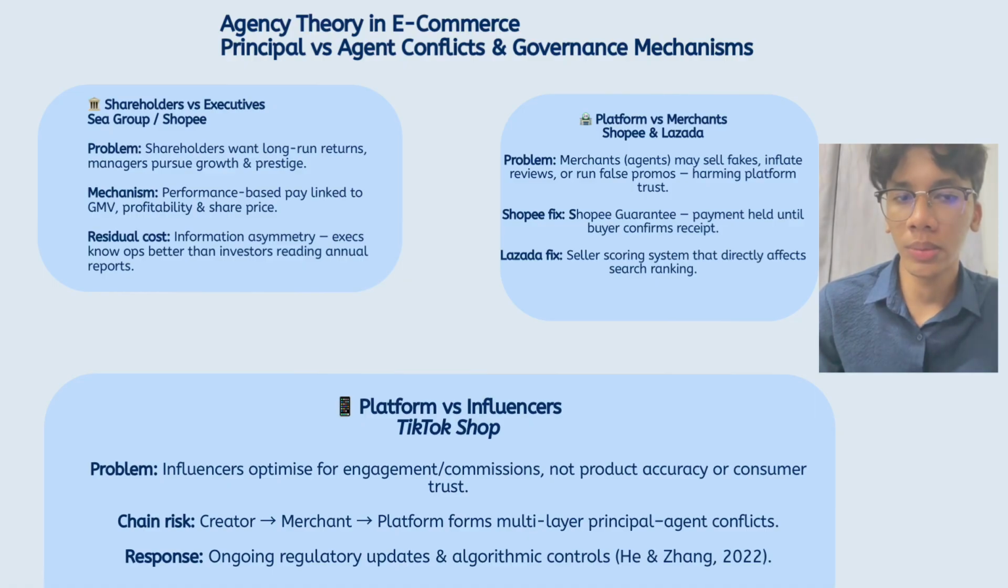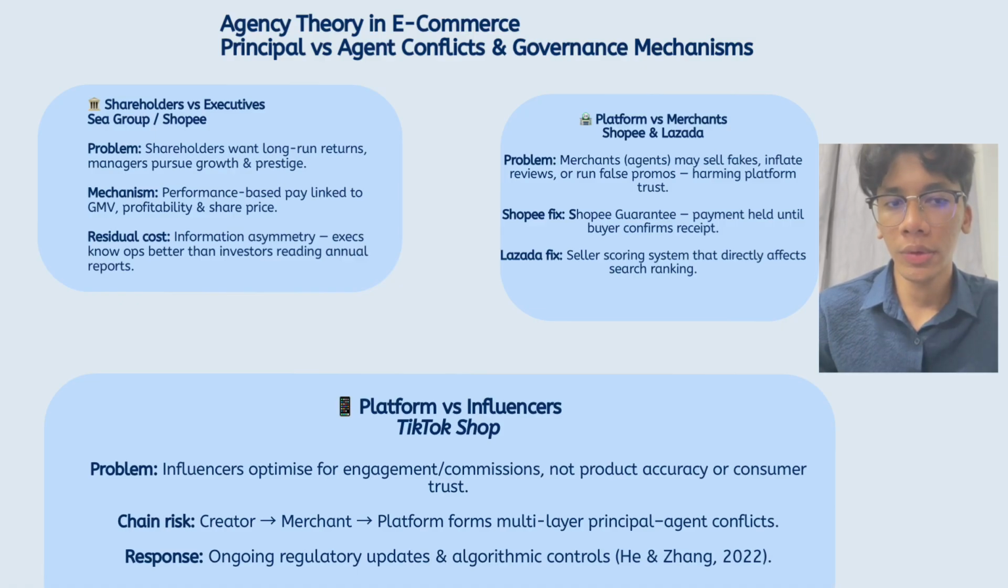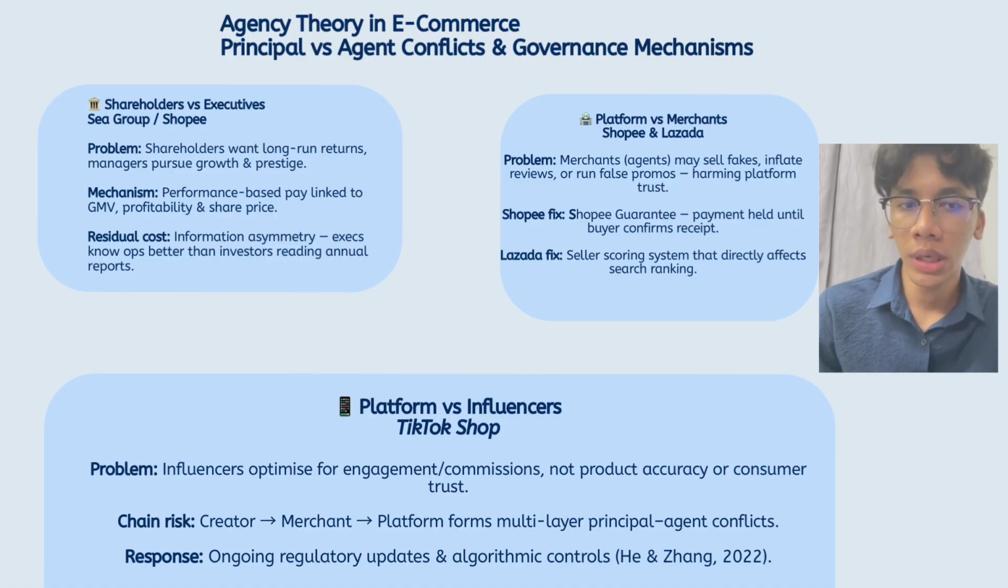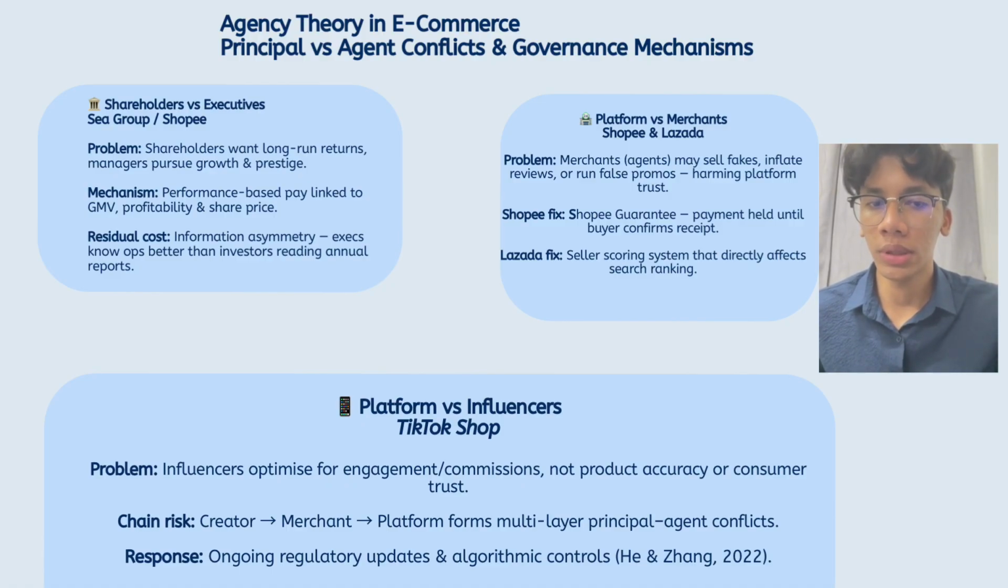Sea Group ties pay to GMV and share price. Between platform and merchants, sellers may fake reviews or sell counterfeit, so Shopee holds payment until the buyer confirms. And Lazada uses seller scoring to control ranking, and in TikTok Shop, influencers optimize for commission over accuracy, creating a multi-layer agent conflict. Overall, information asymmetry makes incentive design the number one strategy priority across the industry.